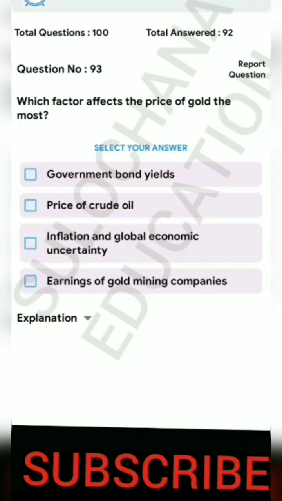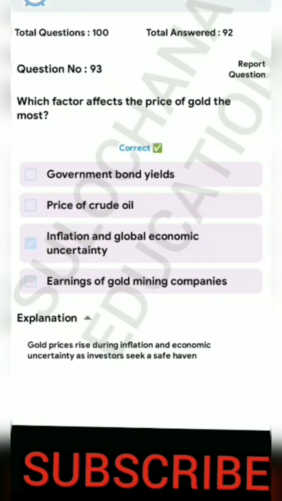Which factor affects the price of gold the most? Options are A. Government bond yields, B. Price of crude oil, C. Inflation and global economic uncertainty, option D. Earnings of gold mining companies. And the correct answer is option C. Inflation and global economic uncertainty.